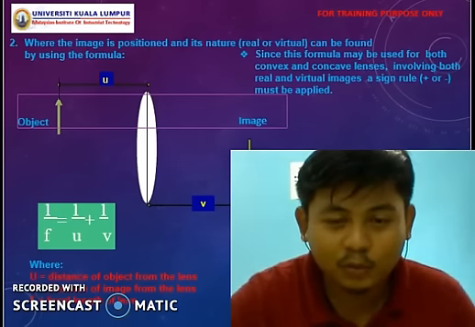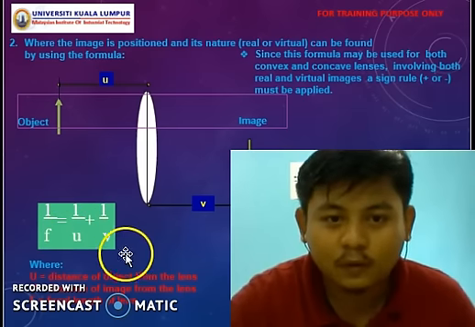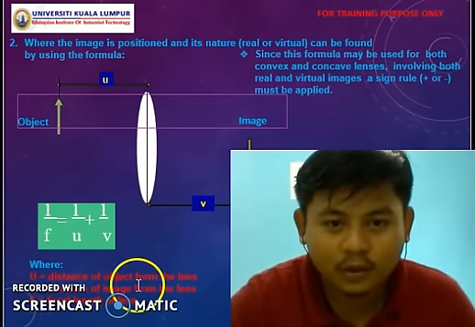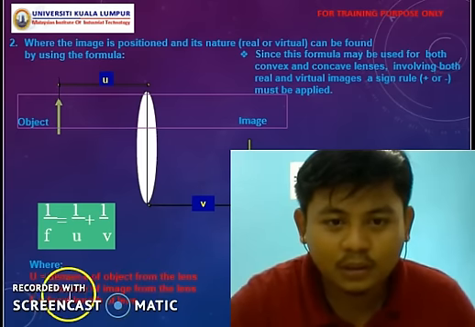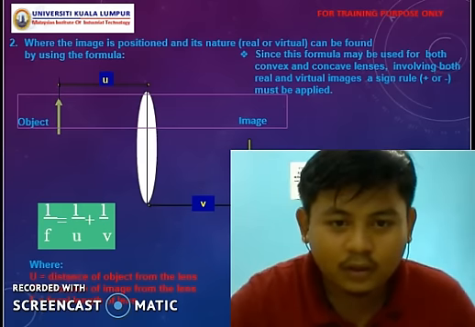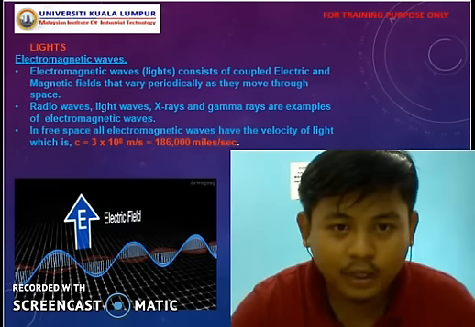So this is the formula: 1/F = 1/U + 1/V, where U is the distance of an object from the lens, V is the distance of the image from the lens, and F is the focal length of the lens.